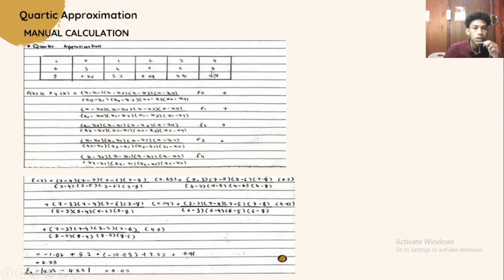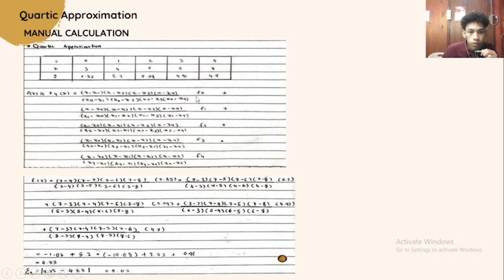So for the manual calculation for quartic approximation, same as before, first thing first, we need to create a table, and i is 0, 1, 2, 3, and 4. This one for quartic approximation. So for the month, we take March, April, May, June, and August. Y for the March is 5.35, for the April is 5.2, for the May 5.04, for the June 4.91, and for the August 4.8. So basically all of this is the formula for quartic approximation.